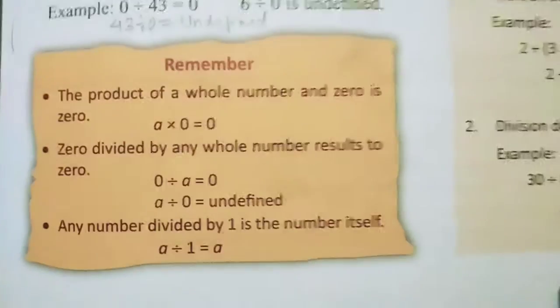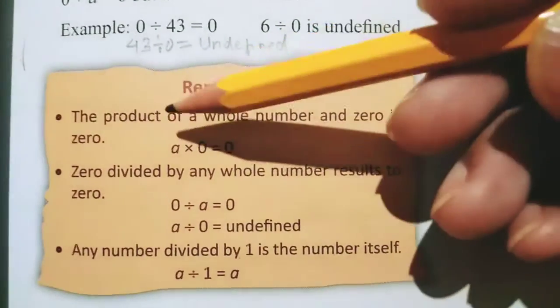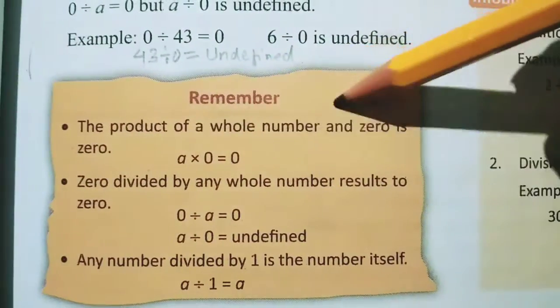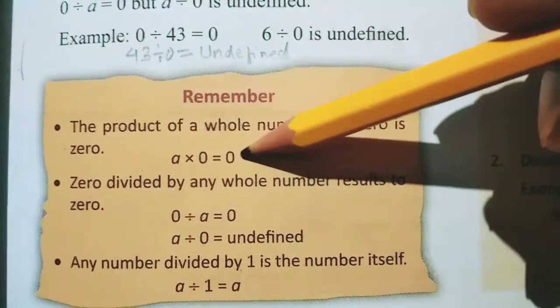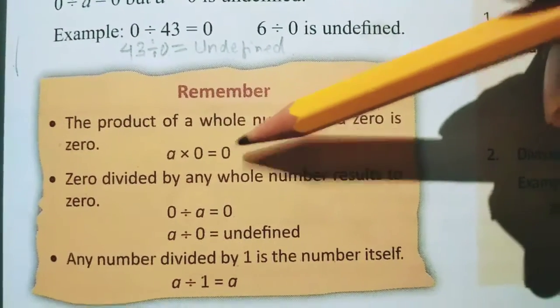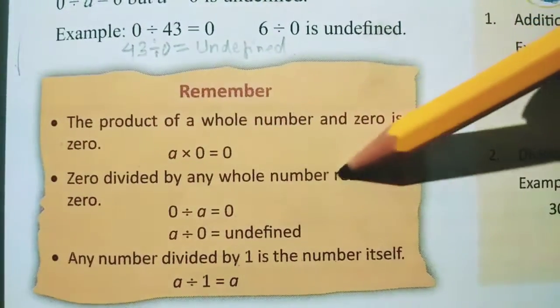Understood? So here in this very important box, remember: the product of a whole number and 0 is 0. That means when we multiply any whole number by 0, the answer is 0 only. We have seen this in the properties of multiplication. Now, 0 divided by any whole number results in 0.